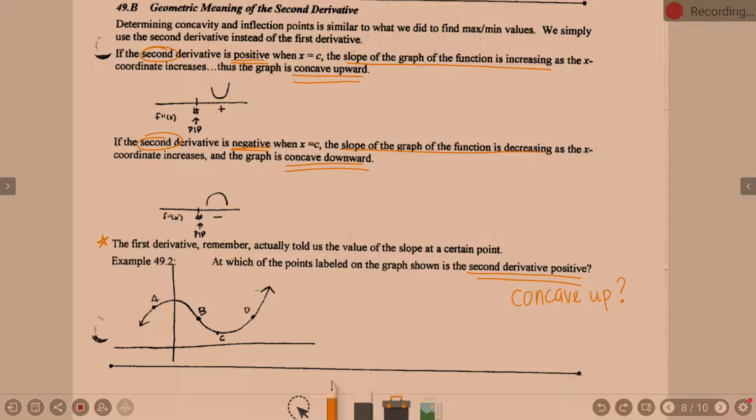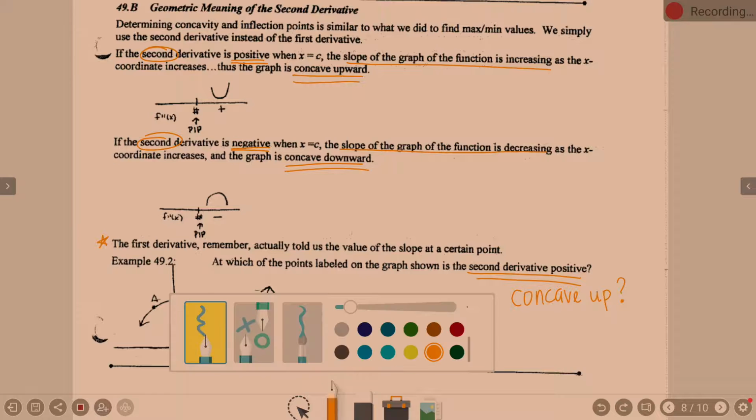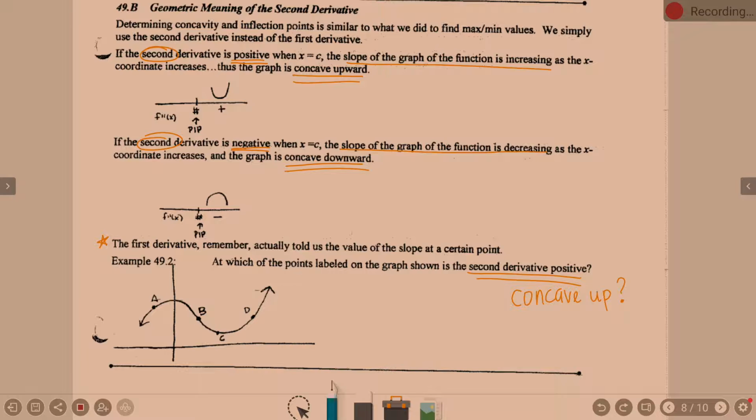I like this color, but I know it's not as visible as some of my others, at least not on a white screen. Okay, so we want to know where this graph is concave up. And I will say, by the way, for the second derivative to be positive, we're looking for when the second derivative is greater than 0, is another way to think about that. So any thoughts?